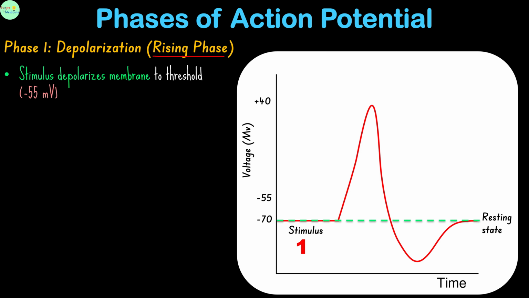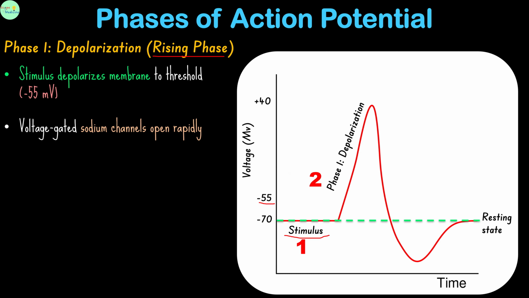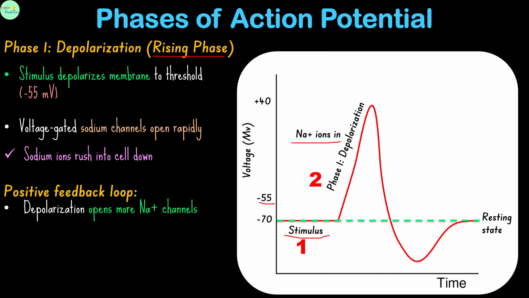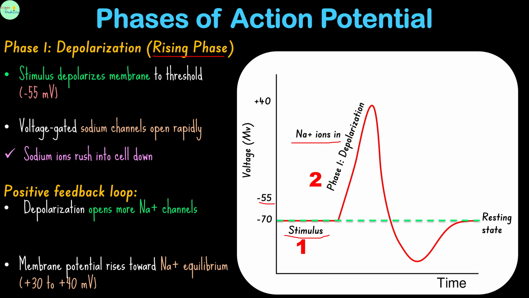A stimulus depolarizes the membrane to threshold potential, approximately negative 55 millivolts. At threshold, voltage-gated sodium channels open rapidly, and sodium ions rush into the cell down their electrochemical gradient. This creates a positive feedback loop where depolarization opens more sodium channels, causing the membrane potential to rise rapidly toward the sodium equilibrium potential of approximately positive 30 to positive 40 millivolts.